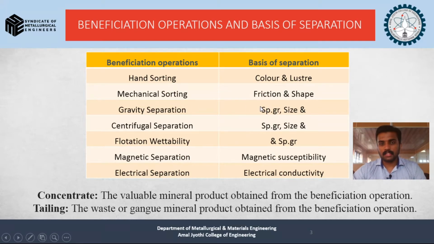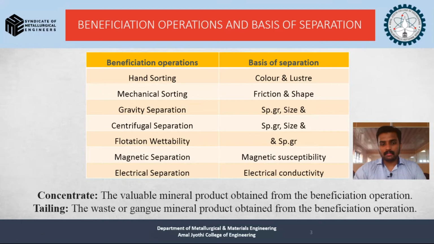So we are enhancing that particular function, and we have some other processes also, like mechanical sorting, where we rely on friction and shape. We have gravity suppression, where we use factors like specific gravity or size, and we have flotation, based on wettability. And magnetic suppression means we are using a magnet in order to separate out the valuable as well as the gangue material, and with the help of magnetic susceptibility we are able to separate out the gangue and the valuable minerals. So these are the beneficiation operations and the basics of the suppression.